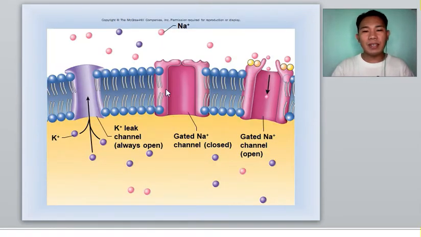This illustration is an example of a sodium-potassium pump that uses a channel for them to transport in and out of the cell. The sodium-potassium pump is very important in action potentials, particularly in muscle contraction.